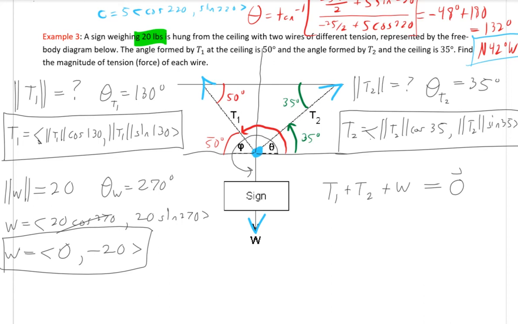Because if I put all these vectors together, there's no movement. There is no direction, there's no travel, there's no distance. Nothing's happening. That sign is staying where it is. So there's no motion here. So that's all the setup we need. Now we can work on finding this.